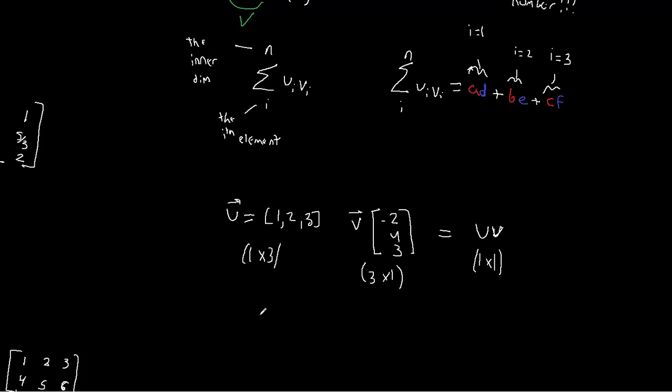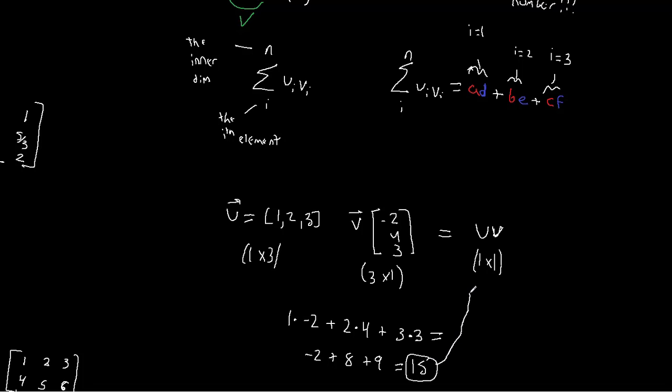So let's employ that equation. The first thing we're going to do is multiply the first element of the row vector times the first element of the column vector. So that's 1 times -2, plus the second element of the row vector times the second element of the column vector. That's 2 times 4, plus the third element of the row vector times the third element of the column vector. That's 3 times 3. So -2 plus 8 plus 9 is going to be equal to 15.